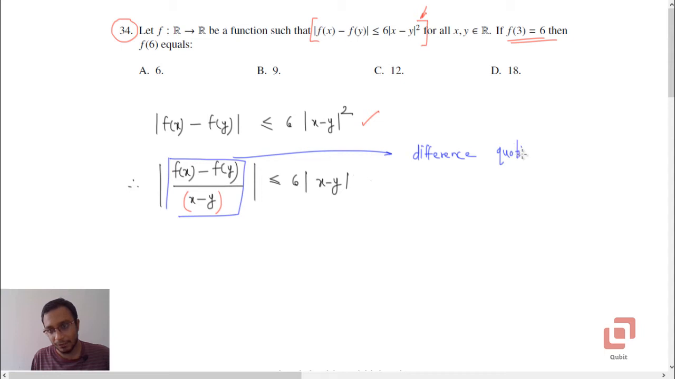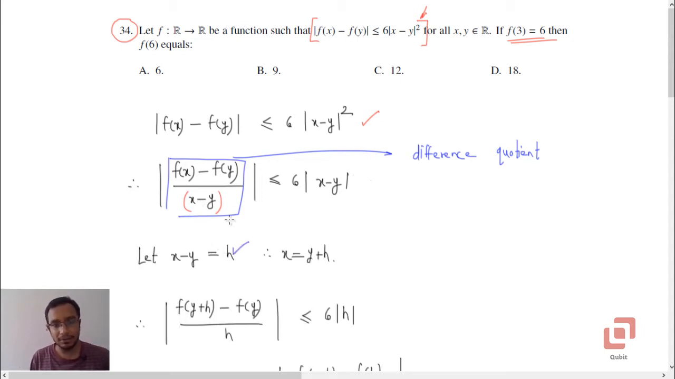If you take the limit of this as the denominator tends to 0, it becomes the derivative, provided the limit exists. So we now follow the same line. We let x minus y be h. So x can be considered as y plus h, which means this inequality can now be rewritten in terms of y and h. So it will be mod of f of y plus h minus f of y divided by h less than or equal to 6 into mod h.